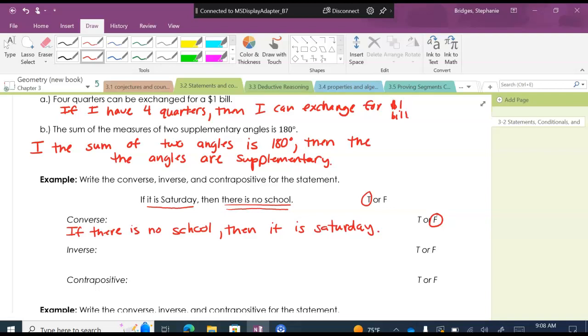Now I want you to write the inverse. So go back to your original statement, and the inverse just negates the hypothesis and the conclusion. You don't change the order of this one. Go back to that original statement, and you just negate it. So take a minute and write your inverse. If it says something is, then to negate it would say is not. If it says something is not, then to negate it would be is.